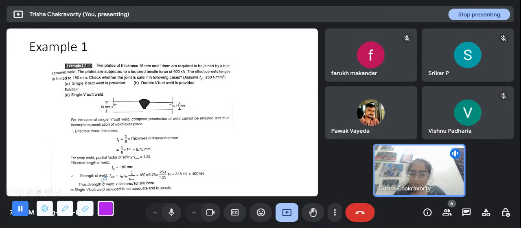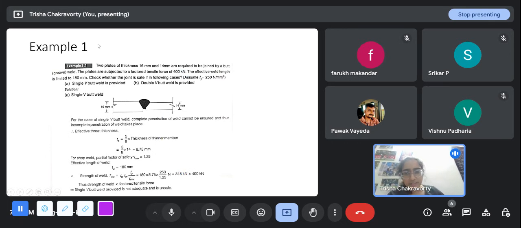So the strength of the weld, again look at this. The Fy is 250 Newton per millimeter square. So that is what we have to use here in Fy. In the formula, 180 into 8.75 into 250 by the safety factor, that is 315 kilonewton. That is less than 400.